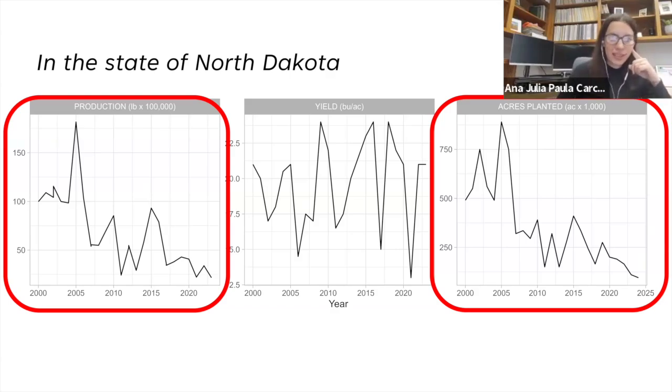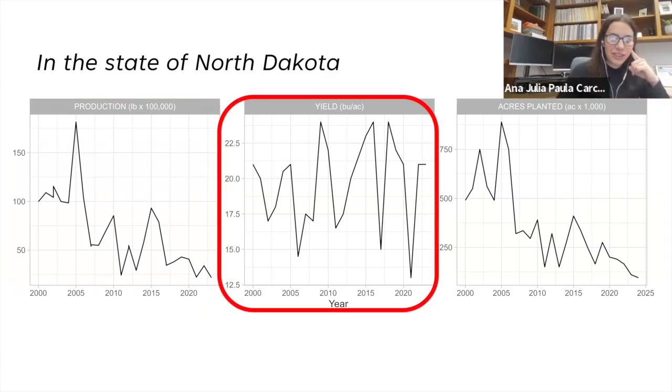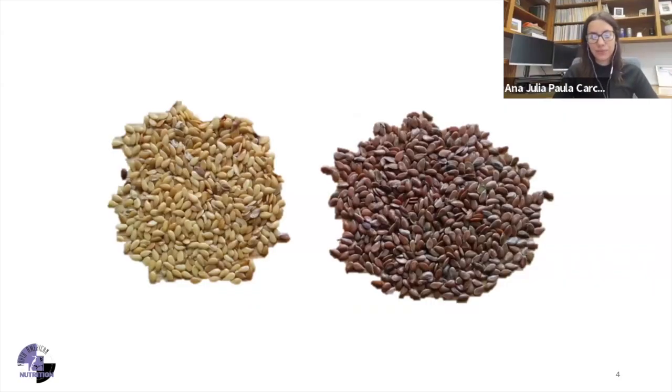One of the things that might be leading to this decrease is the high variability that we are having in yields. We have good years, bad years, and the yields that we get, depending on the weather and the conditions of the year, change so dramatically. So it's a huge thing.